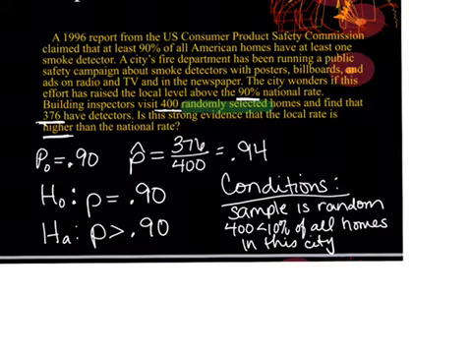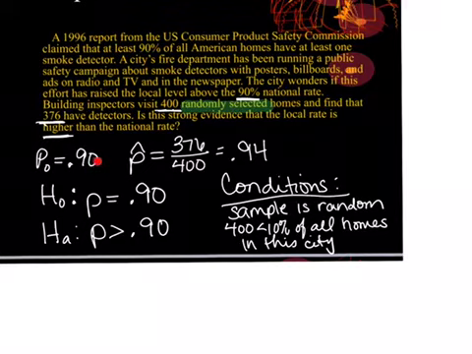And then the last, now I've switched to black, is that np and nq are greater than or equal to 10. What is my np, my number of successes? Do I need to calculate that? 376? Wait. If we were doing a confidence interval, this would be our number of successes. But we're not doing a confidence interval. We're doing a hypothesis test. So we don't believe that this is true yet. We don't believe yet that this is the actual proportion. We want to know, in 400 homes, is 90% of those homes greater than or equal to 10?